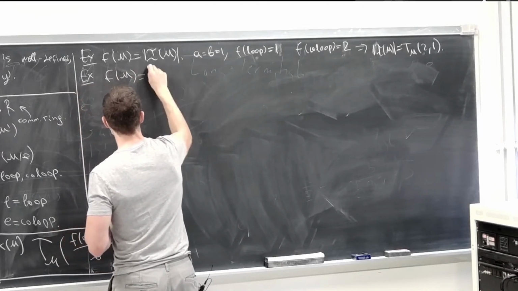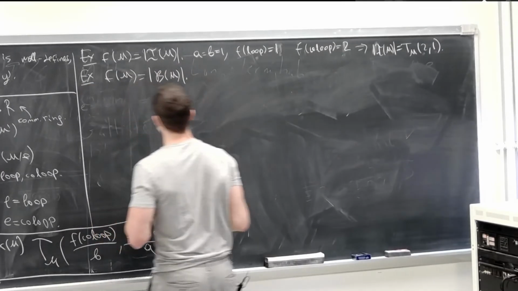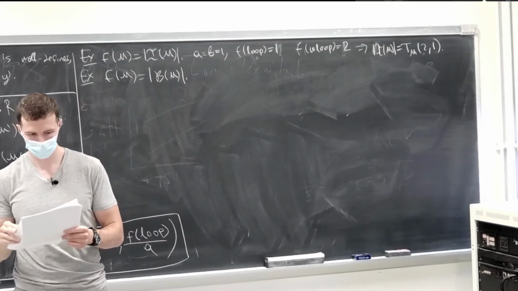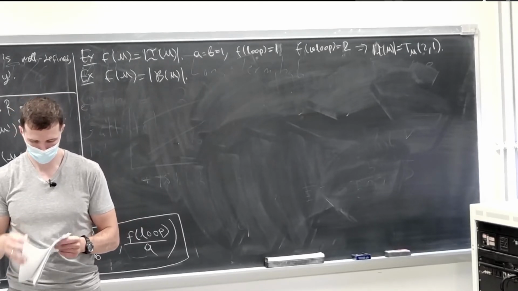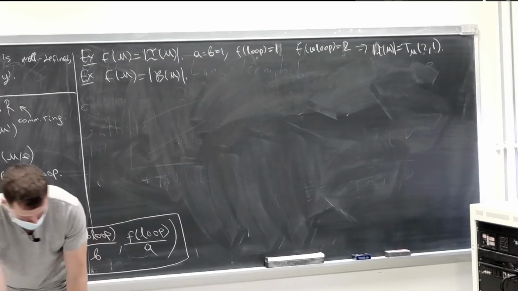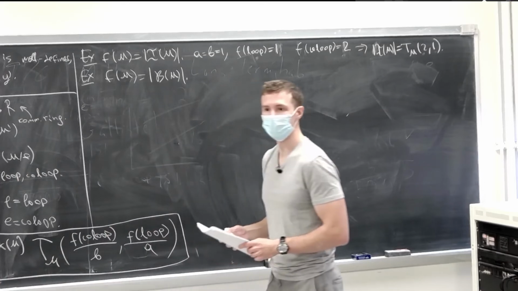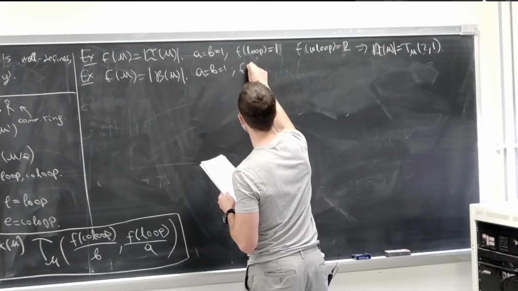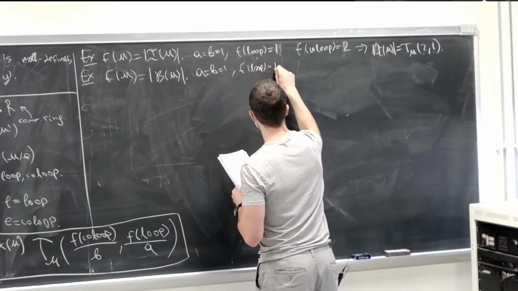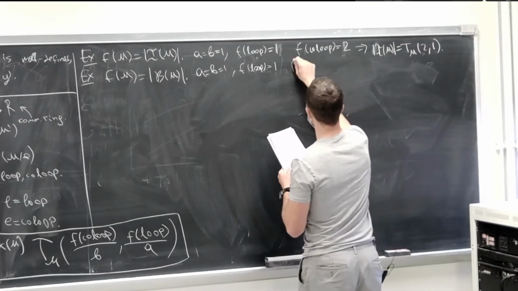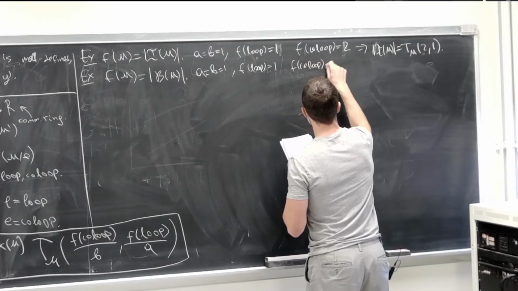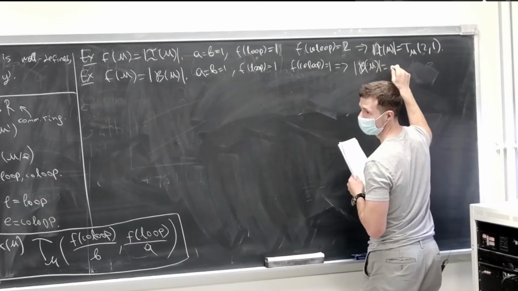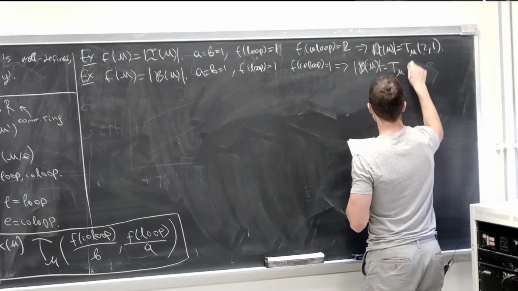F of m is the number of bases of m. What is A and B, and f of loop and f of co-loop? A equals B equals 1. F of loop, 1. There's the empty basis. But f of co-loop, also 1. Okay, nice. So the number of bases is what? The Tutte polynomial of 1, 1.